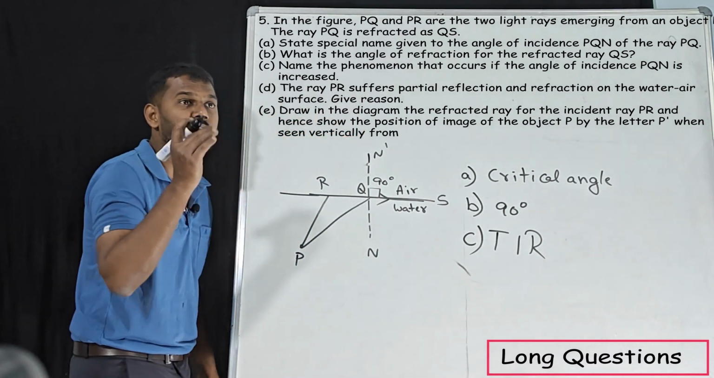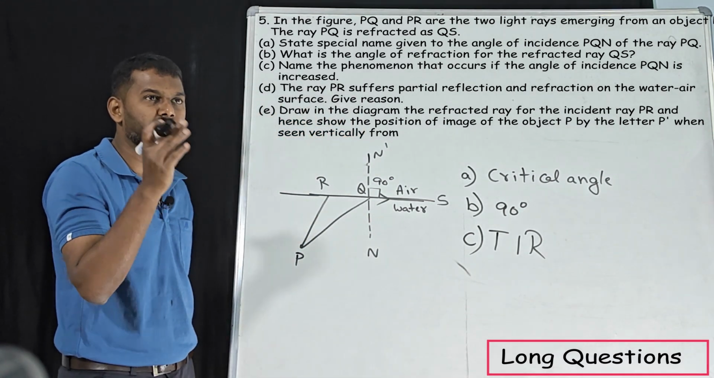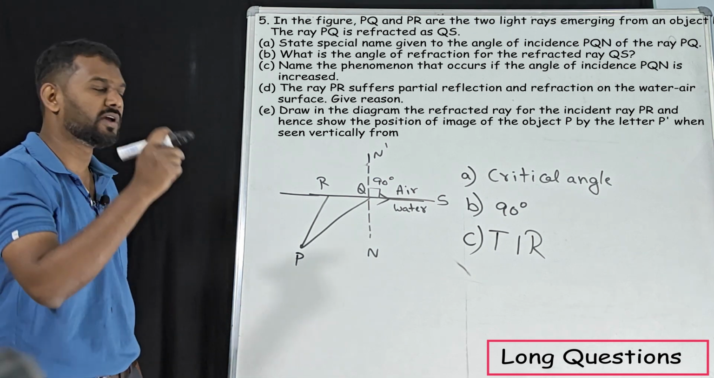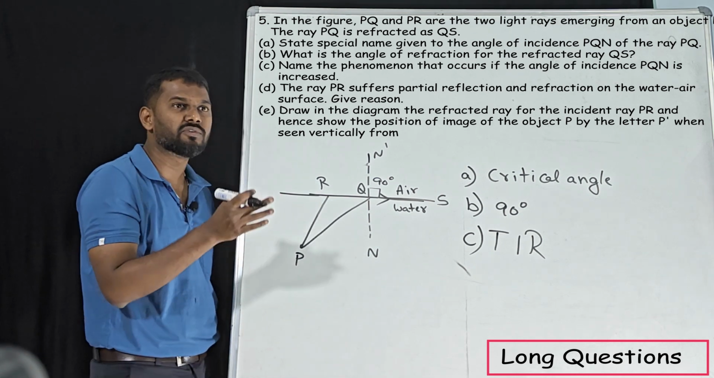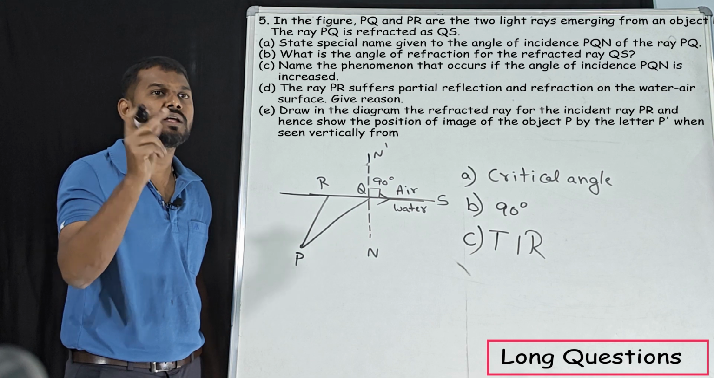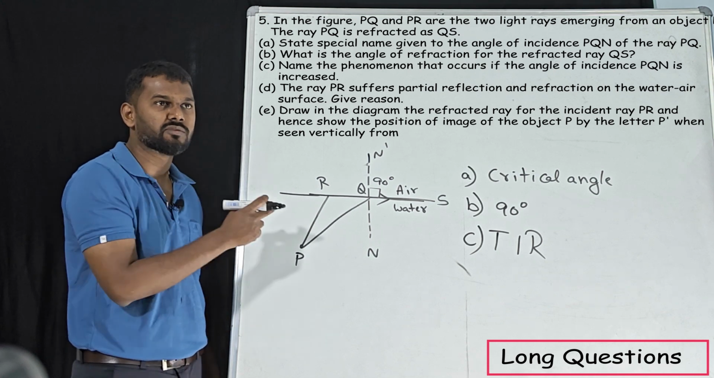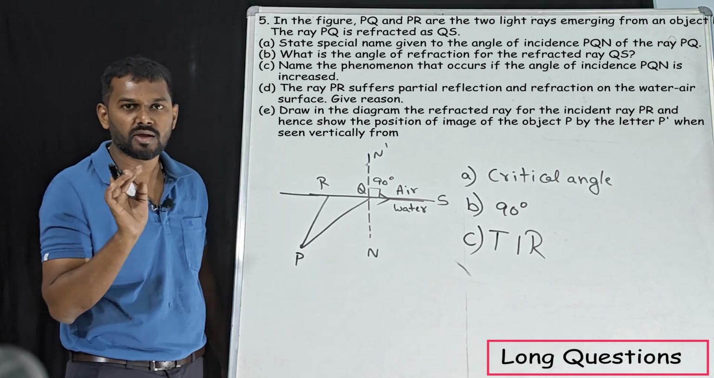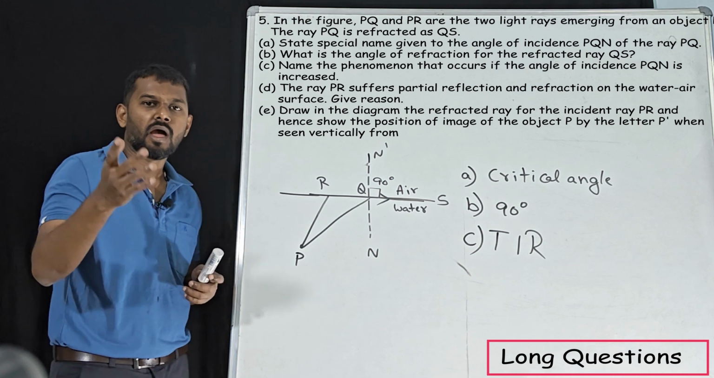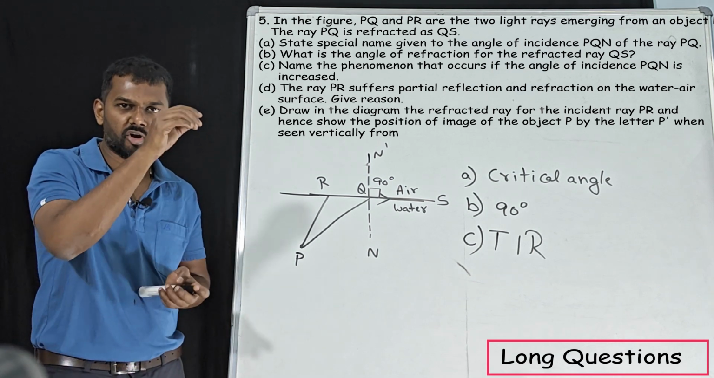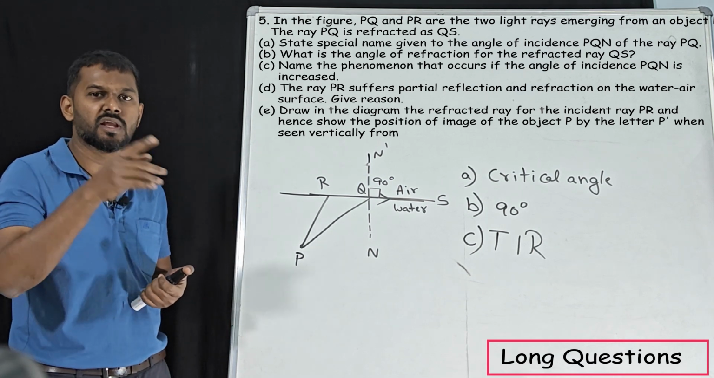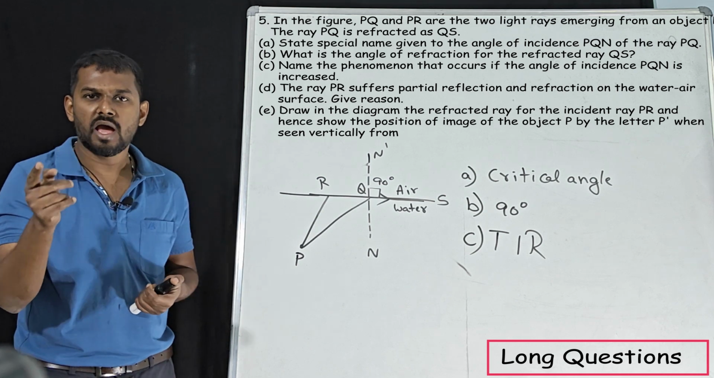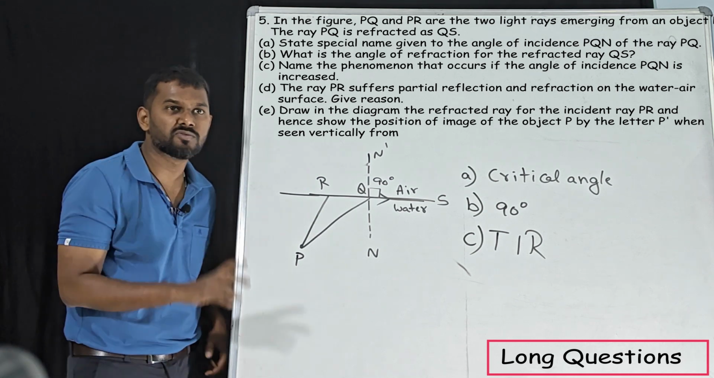Question D, first we'll read it. The ray PR suffers partial reflection and refraction on the water air surface. Why? Because whenever you are drawing a normal refraction, it undergoes both reflection and refraction, and that is what they are asking.